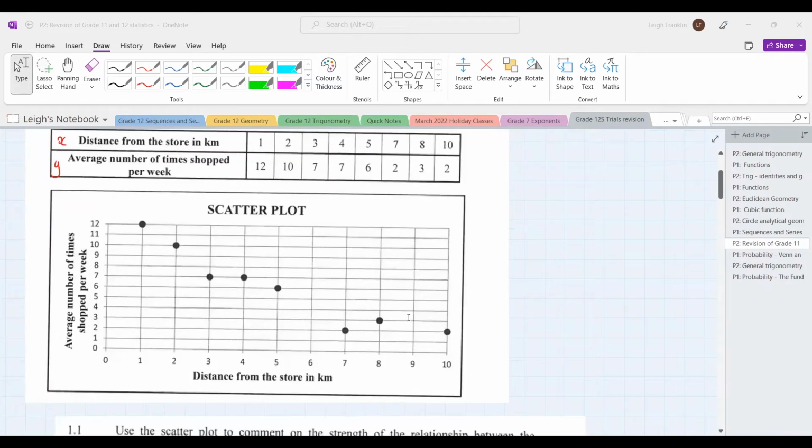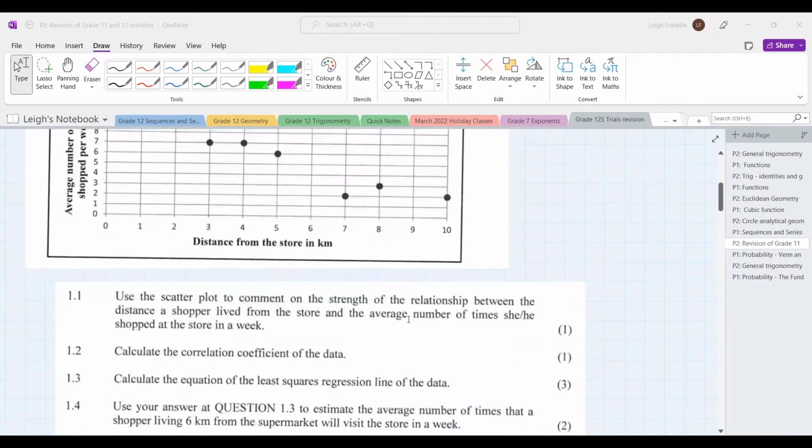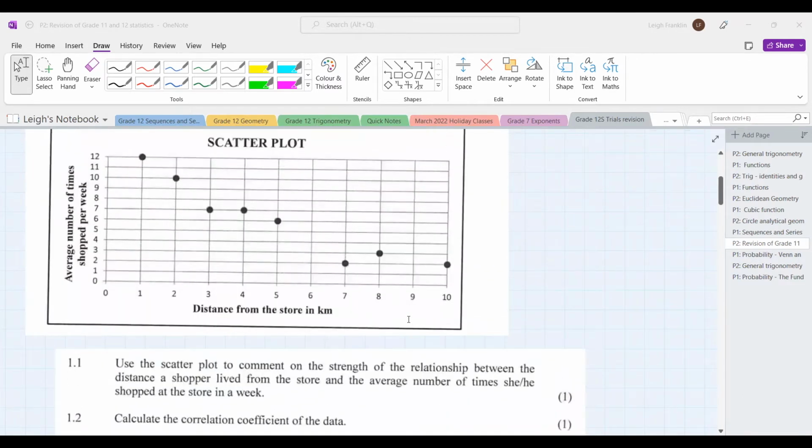They've given us this particular scatter plot, and they've said to us, use the scatter plot to comment on the strength of the relationship between the distance a shopper lived from the store and the average number of times he or she shopped at the store in a week. What would you say?